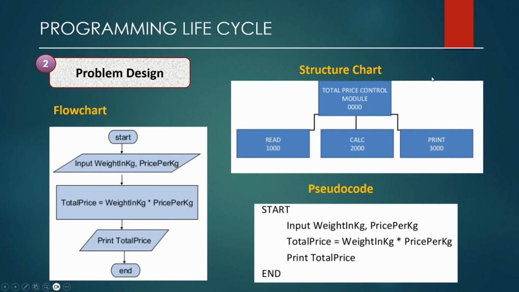The structure chart is not quite important right now, but one of the important things that you need to learn is the pseudocode. The pseudocode is similar to what we want to code in C++ or C programming, but it is a simplified way to understand what the code is trying to do, such as the start and the end of the program. The input here is the weight in kilograms, the price per kg, and also our total price. This is the equation: total price is equal to weight in kilograms multiplied by the price per kg, as well as print total price. So print represents the output.